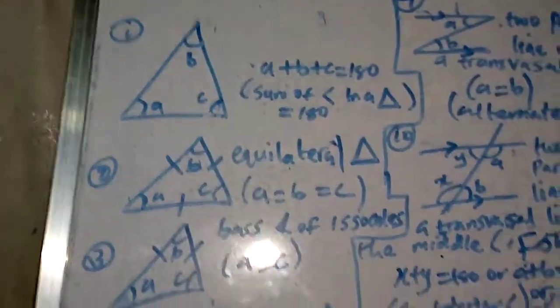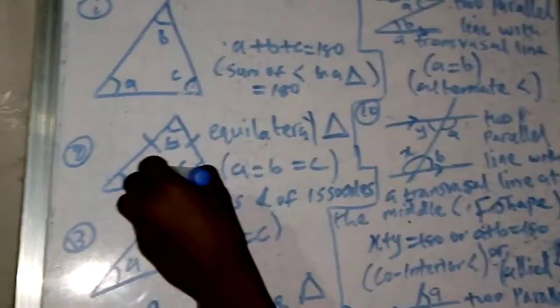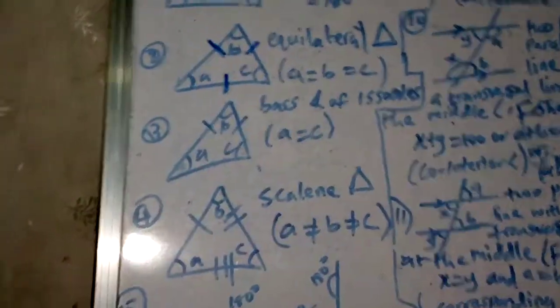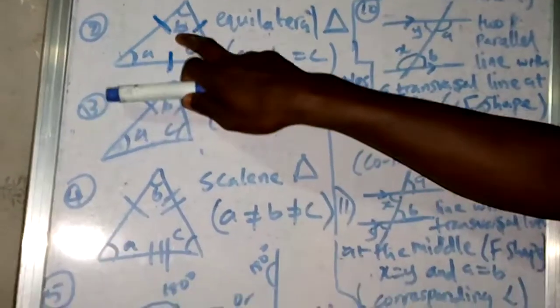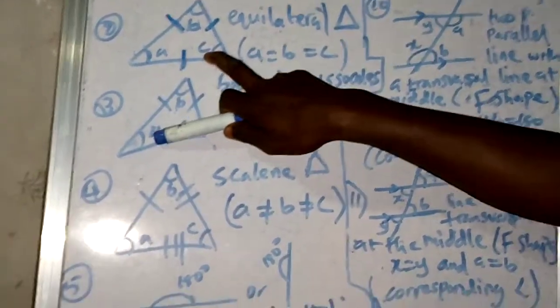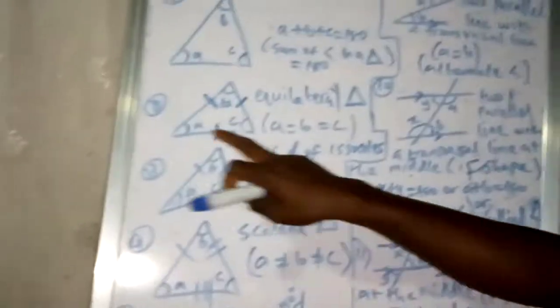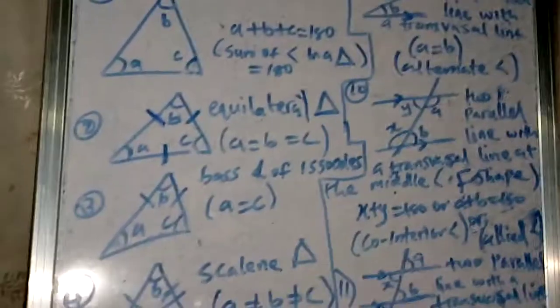The second rule says that looking at this sign means all sides are equal. If angle A equals 60, this must equal 60, and this must equal 60 also. That is, A equals B equals C. So let's move to the third reason.